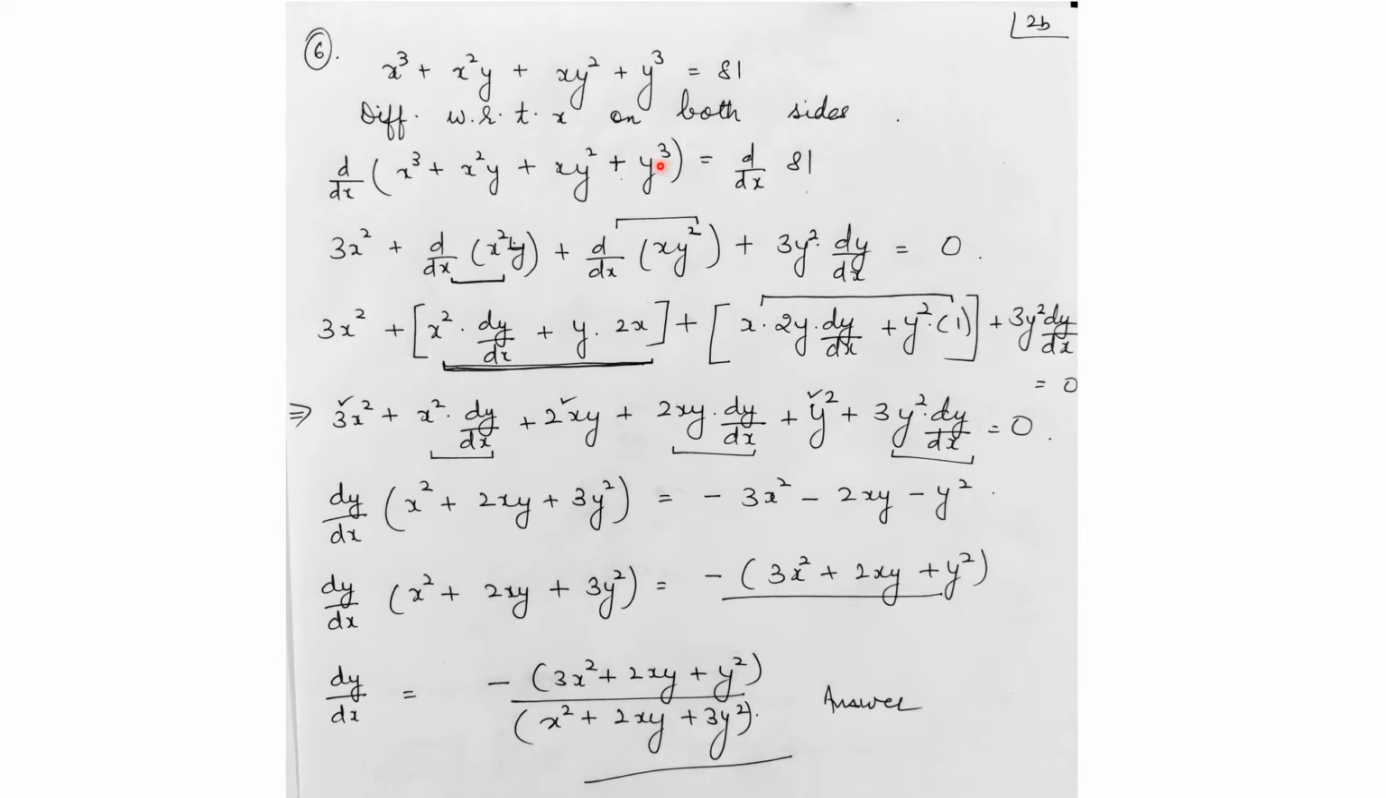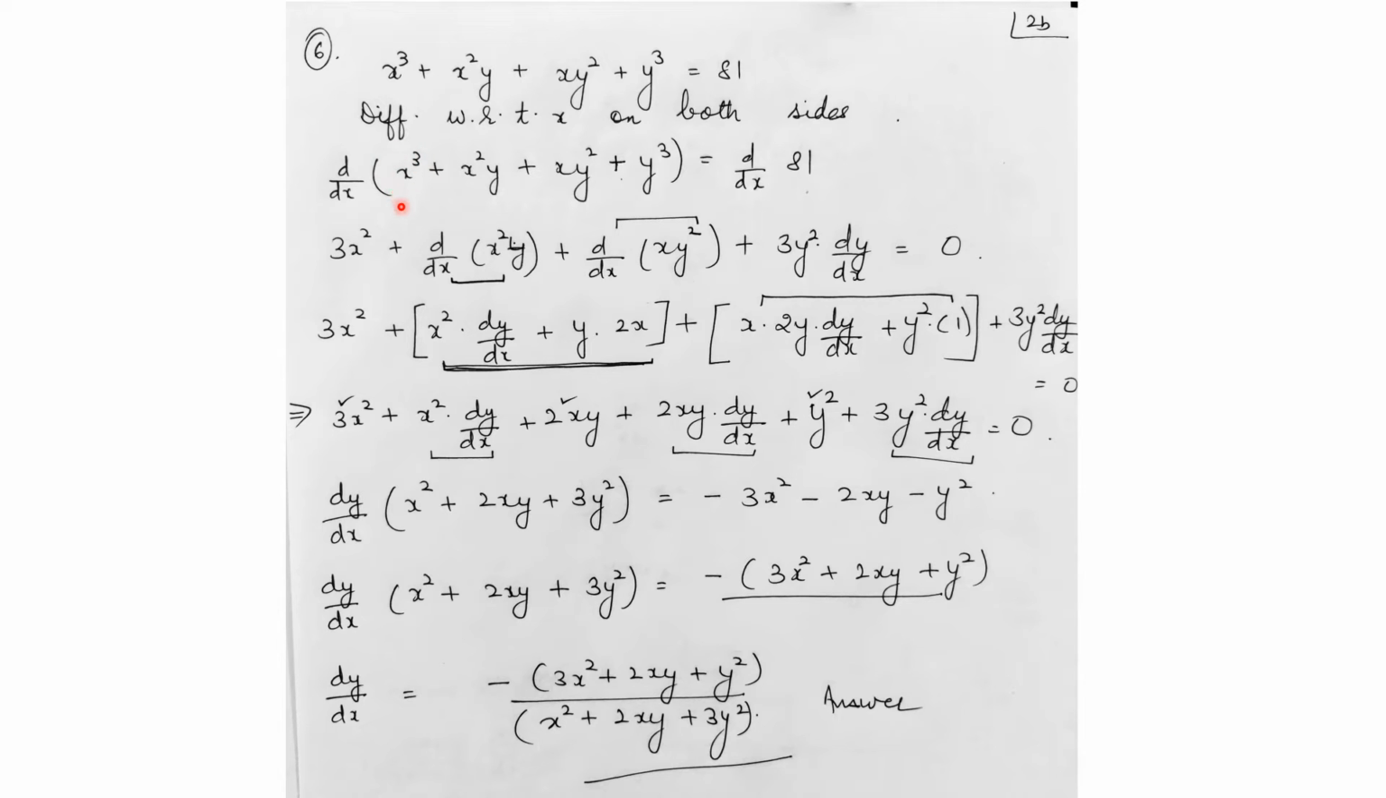This seems a little tough, but it is equally easy. See, x cube plus x square y plus xy square plus y cube is equal to 81. Listen very carefully. Differentiate with respect to x on both the sides. We get d by dx of the whole term is equal to d by dx 81. Now, we will take term by term.